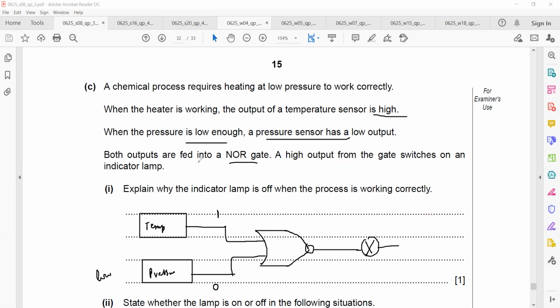So both outputs are fed into a NOR gate. A high output from a gate switches off the indicator lamp, because 1 0 it will be 0, but inverter, sorry, 1 0 is 1 for the OR gate, but it passes through the inverter. What does it make? It makes 0.